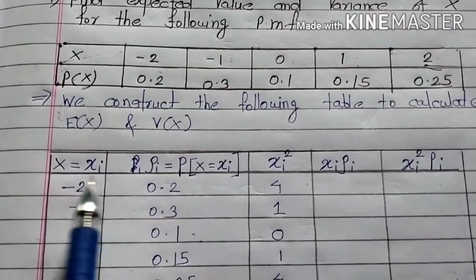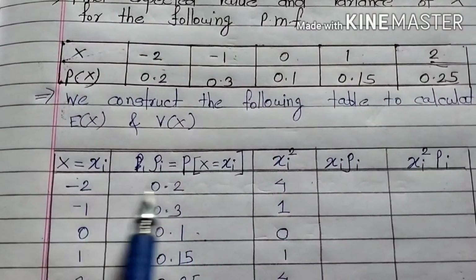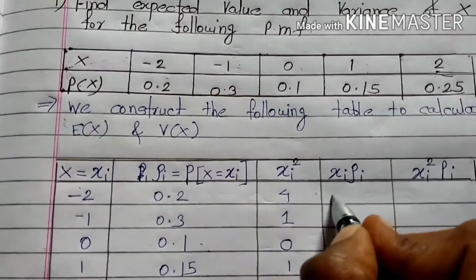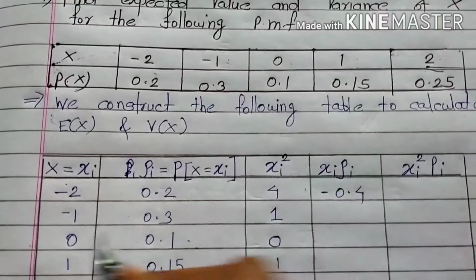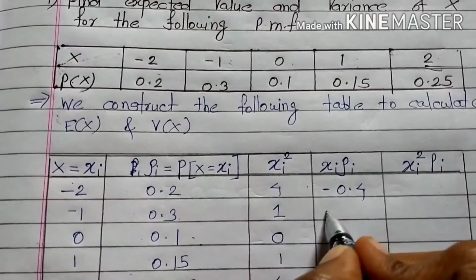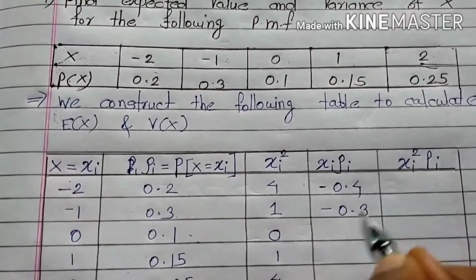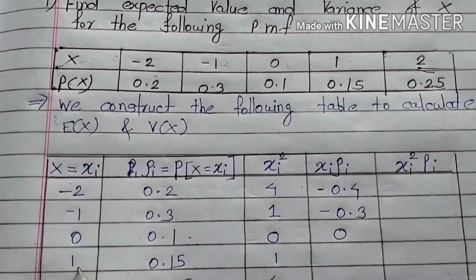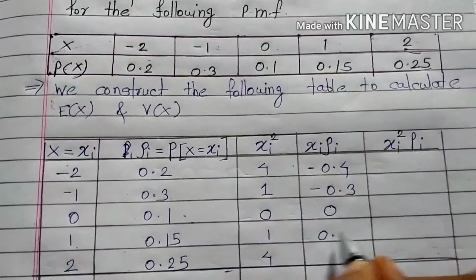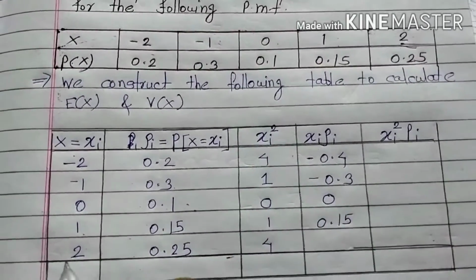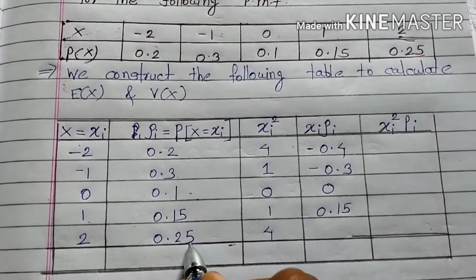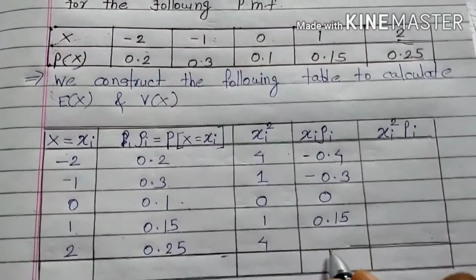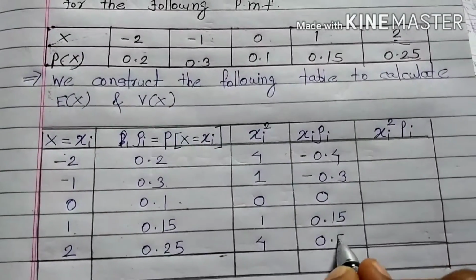Now xi pi, so this into this. Minus 2 into 0.2 is minus 0.4. Minus 1 into 0.3 is minus 0.3. 0 into 0.1 is 0. 1 into 0.15 is 0.15. 2 into 0.25 is 0.50, meaning 0.5.